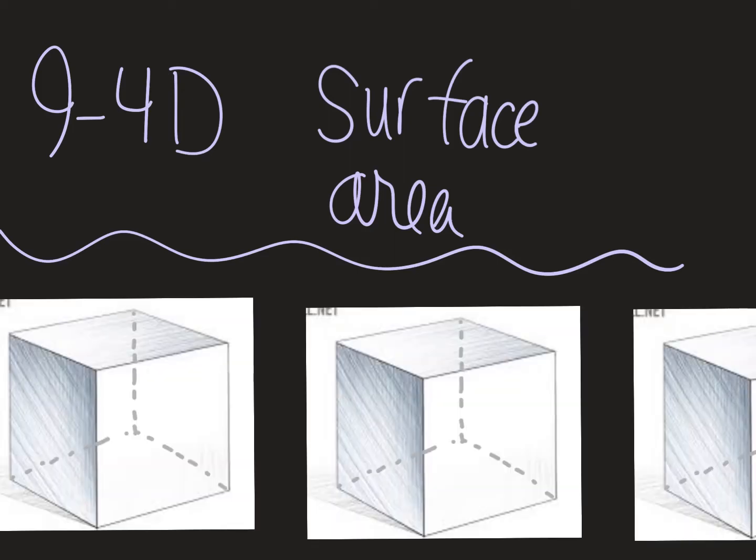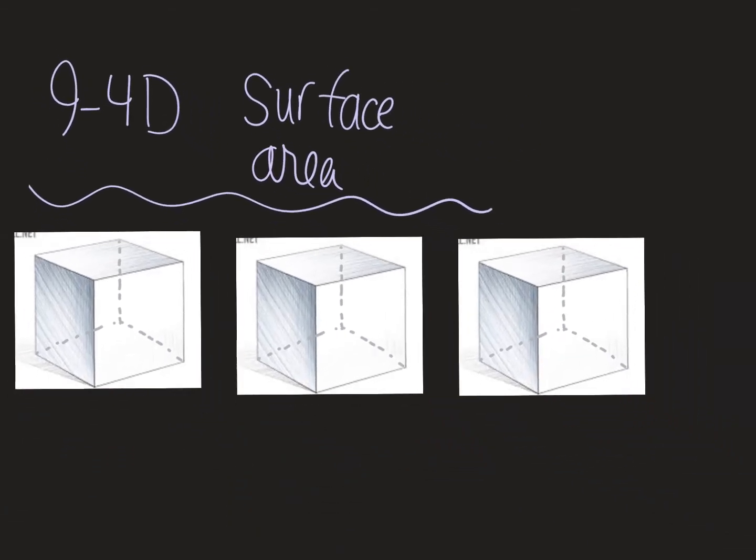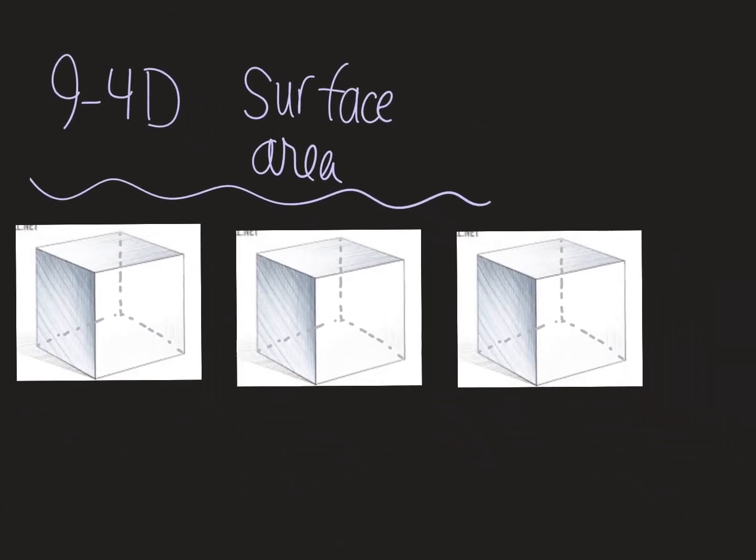Today's video is 9-4D, our last chapter, last lesson of the chapter. We're going to talk about surface area. So think about the activity we did where we covered our box in paper. That's what we're going to find, is that total number.